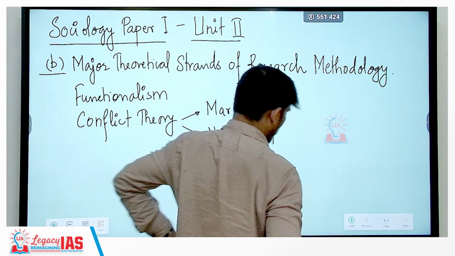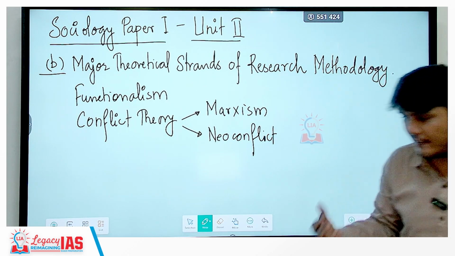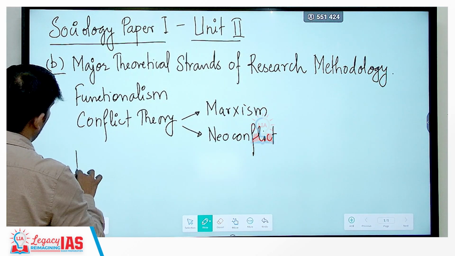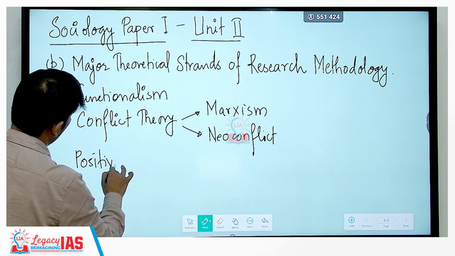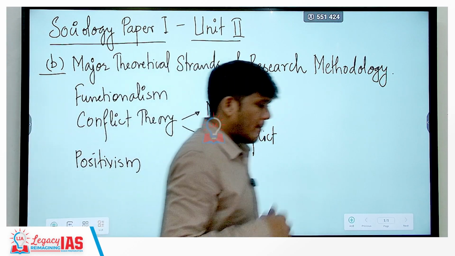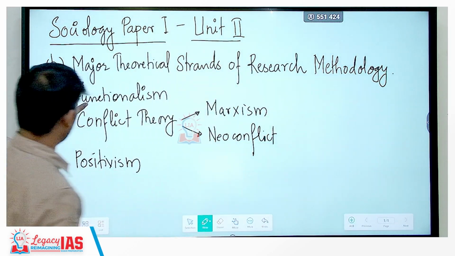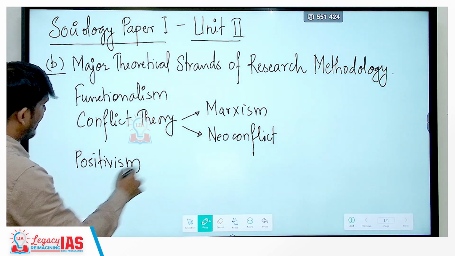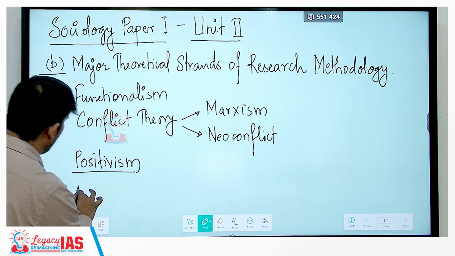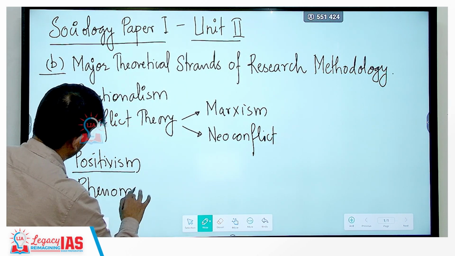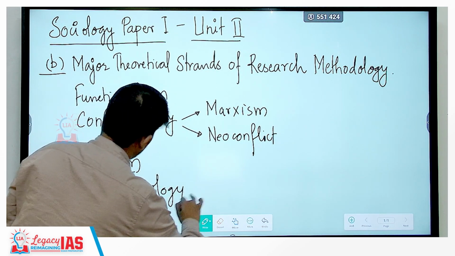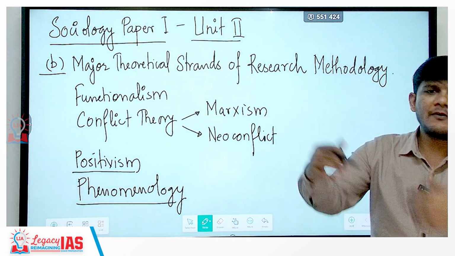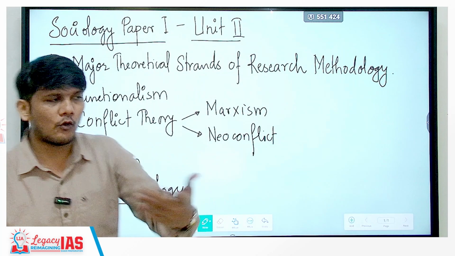Under conflict theory also there can be different kinds of conflict theories. So we will look at Marxism as well as neo-conflict theory. Then we would also look at positivism. Now, like functionalism had the opposite, which is the conflict theory, the same will happen when we look at positivism. After that, we will look at phenomenology, which is sort of opposite to what positivism says. Alright, and various other small theories here and there, we will look at that as well.